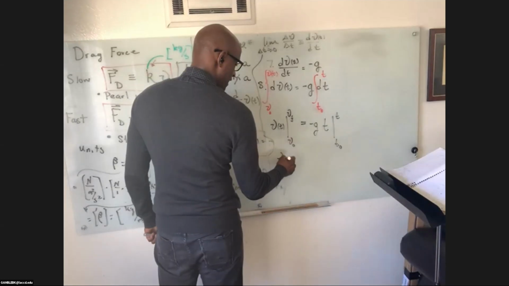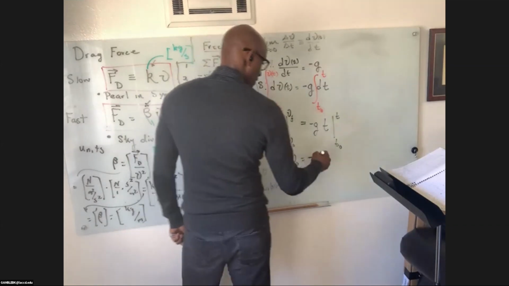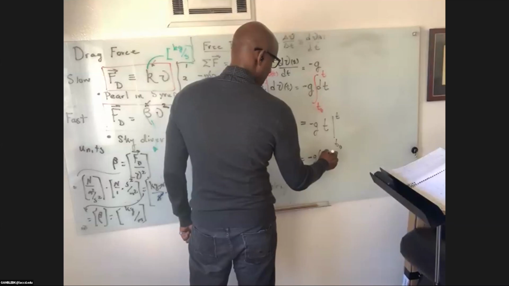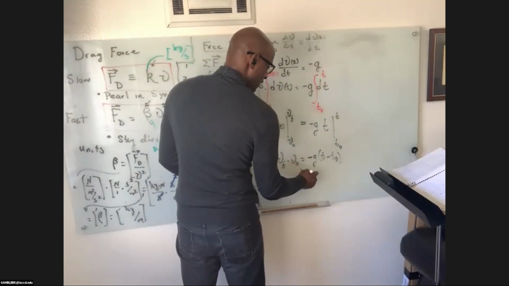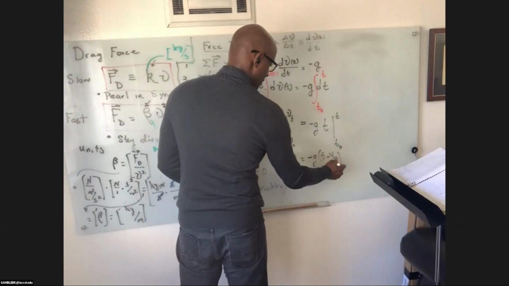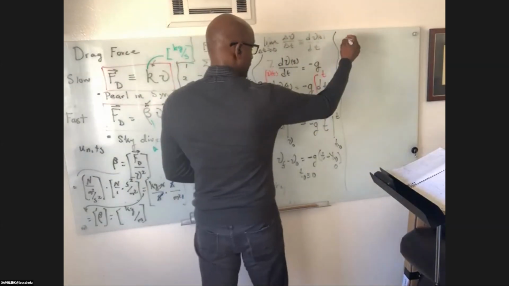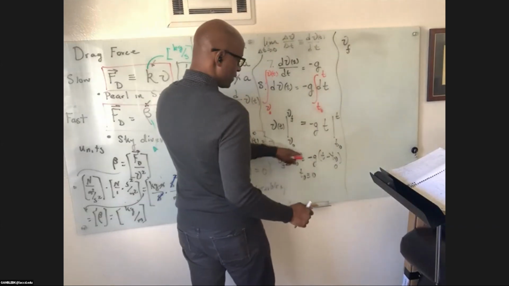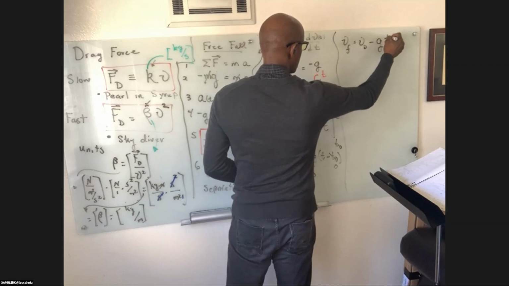I get the final velocity minus the initial velocity equals minus g times quantity, the final time minus the initial time. But my initial time is usually set equal to 0. So t naught usually is defined as 0, and that goes out to 0. And when I solve all that for the final, look what I get. Taking my initial velocity to the other side, V final equals V initial minus g times t.